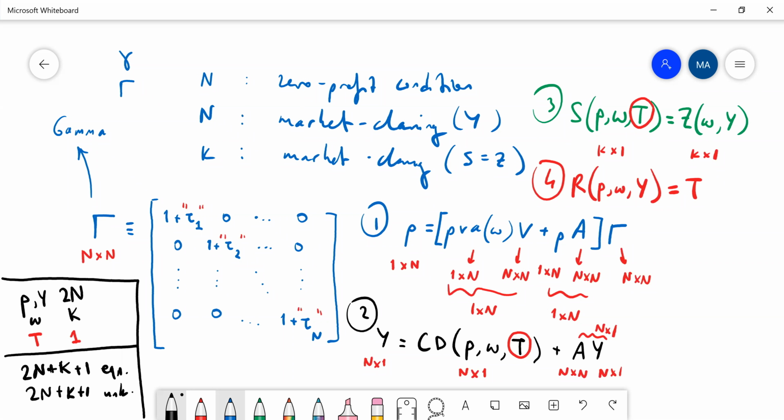Hocam burada T exogenous olmuyor mu? No, it will not be exogenous because taus are exogenous. These taus are tax rates. These are exogenous, but then the total tax revenue of the government will depend on how much to produce and what are the factor prices.